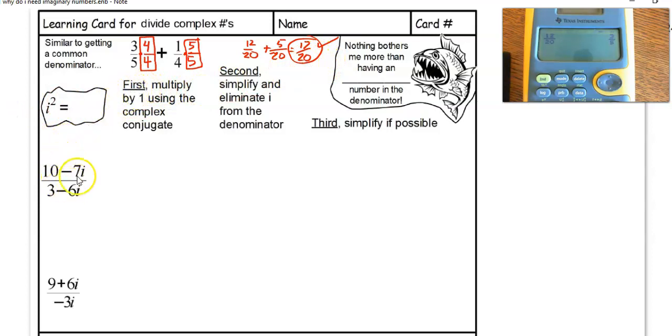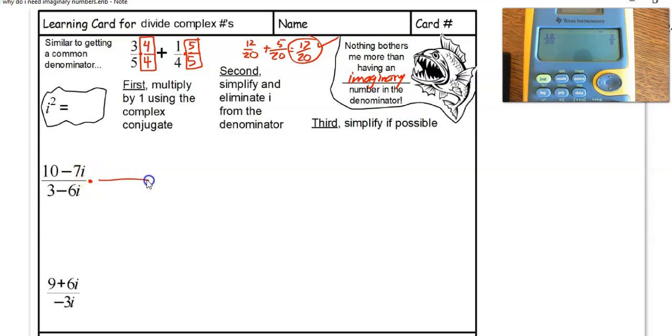Well, there's a Grumpy Fish. Grumpy Fish says, nothing bothers me more than having an imaginary number in the denominator. All right, that's Grumpy Fish. He's not very happy. He doesn't like imaginary numbers in the denominator. So here we have a fraction. There's an imaginary number in the denominator, and he says, get that out of there.